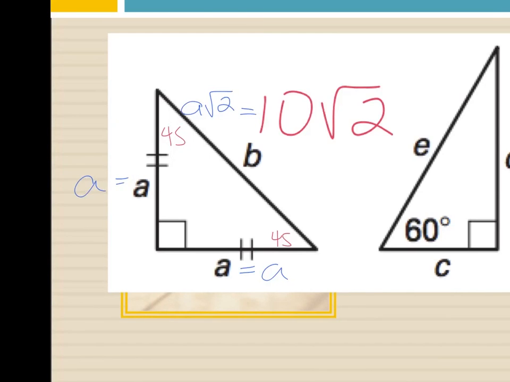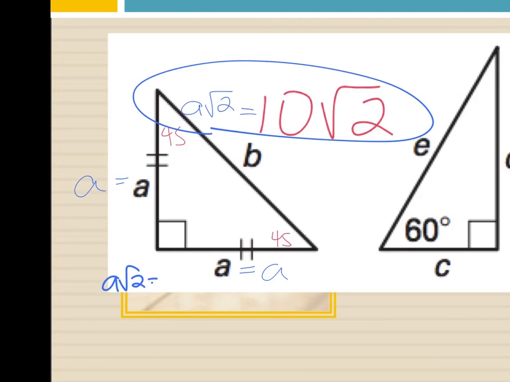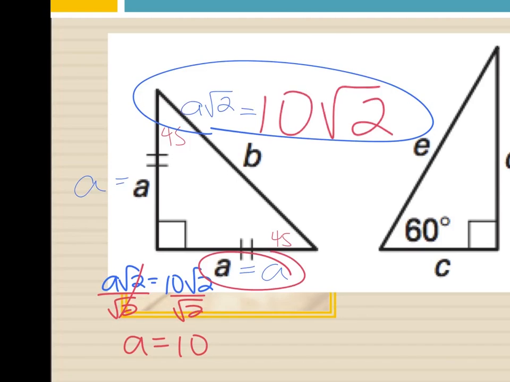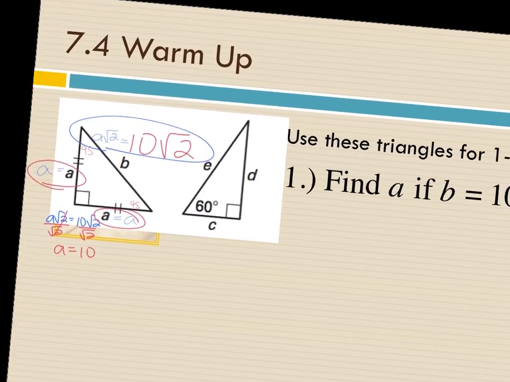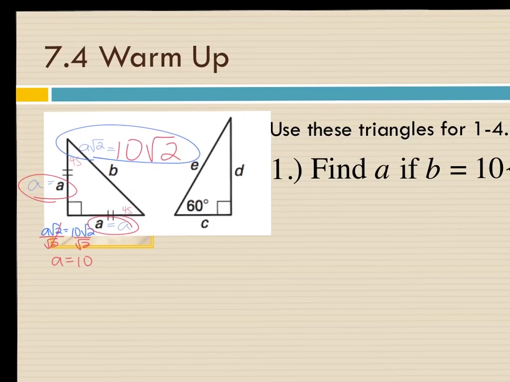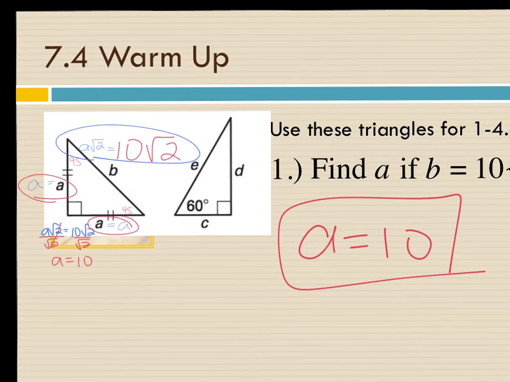So in this case, it worked out that if I solve this, if I say A root 2 equals 10 root 2, so to get A by itself, I would divide by root 2. And they cancel, and I get A is 10. And then these sides are both 10. So this one, A should have been 10. How many of you got it right? Okay, good. Questions on it?